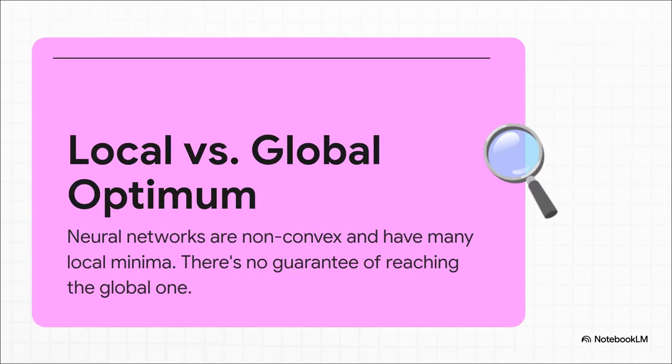This is the classic trap of a local versus a global optimum. A local optimum is a valley that feels like the bottom from where you're standing, but the true global optimum, the real prize, might be miles away. And for these super complex neural networks, the landscape is absolutely littered with these deceptive little traps, and our simple hiker gets stuck in them all the time.